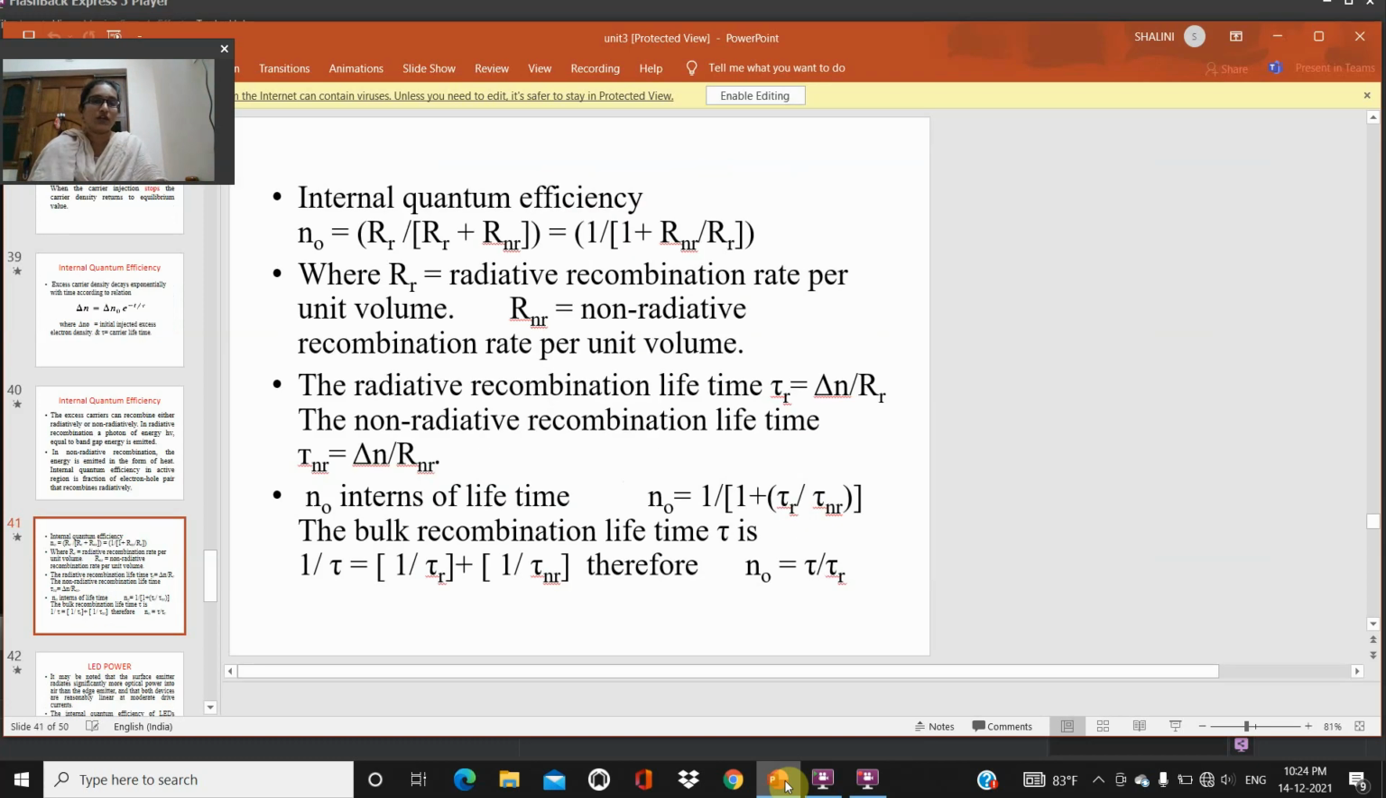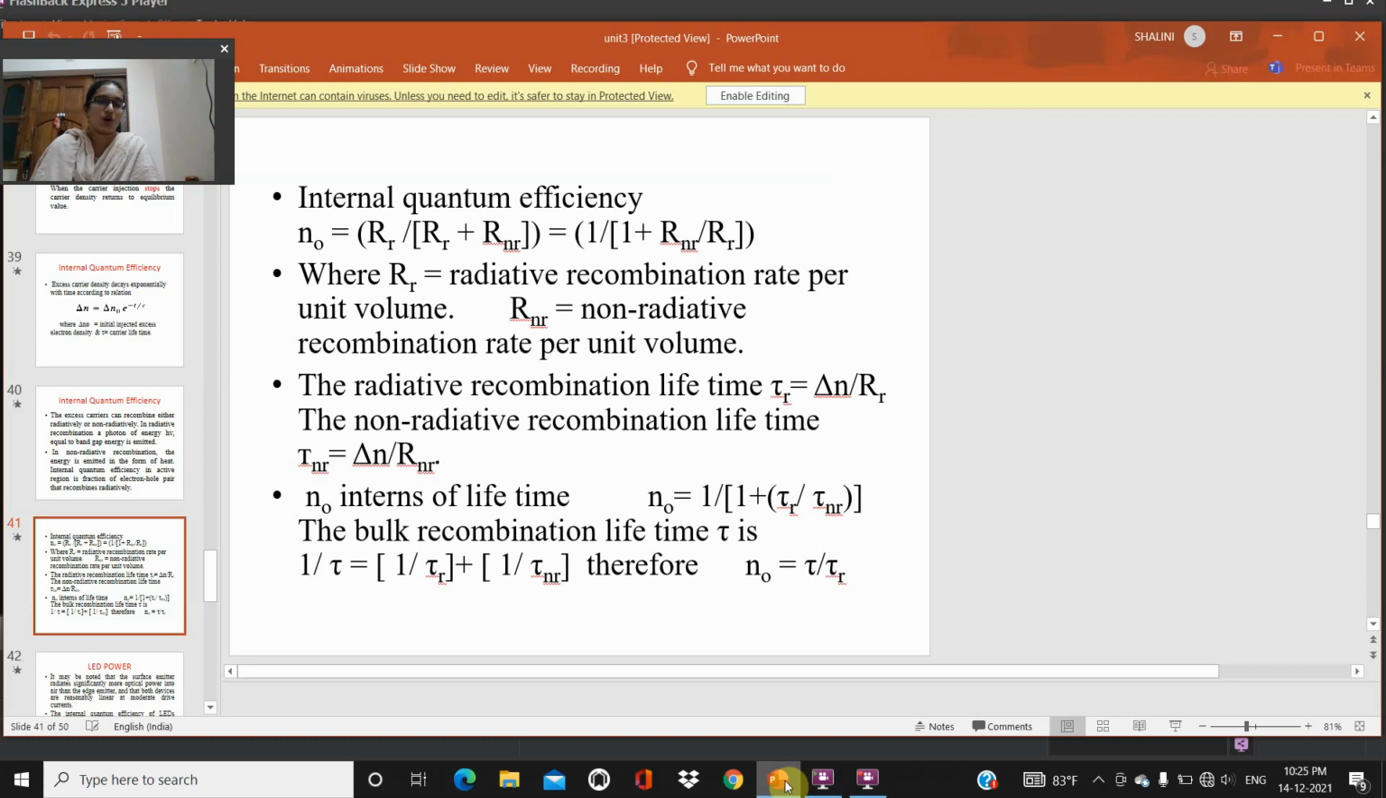So the internal quantum efficiency eta naught is equal to RR by RR plus RNR, the fraction of radiative recombination, which is equal to 1 by 1 plus RNR by RR, where RR is the radiative recombination rate per unit volume and RNR is the non-radiative recombination rate per unit volume.